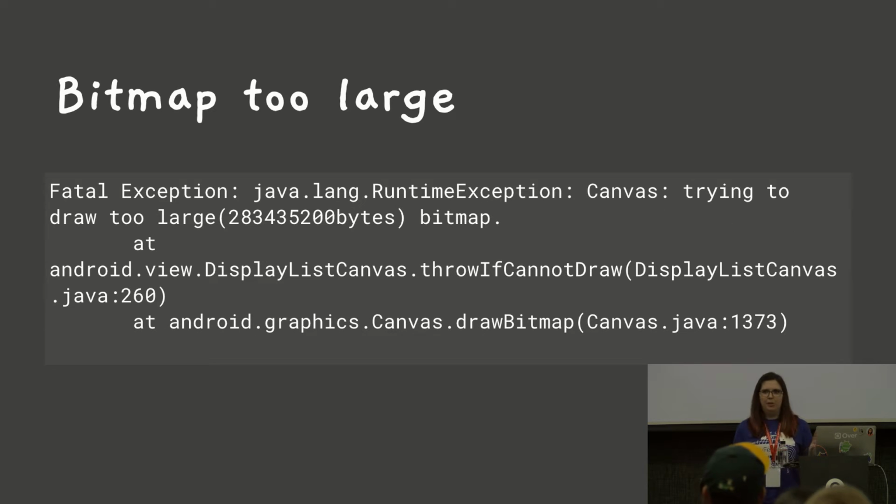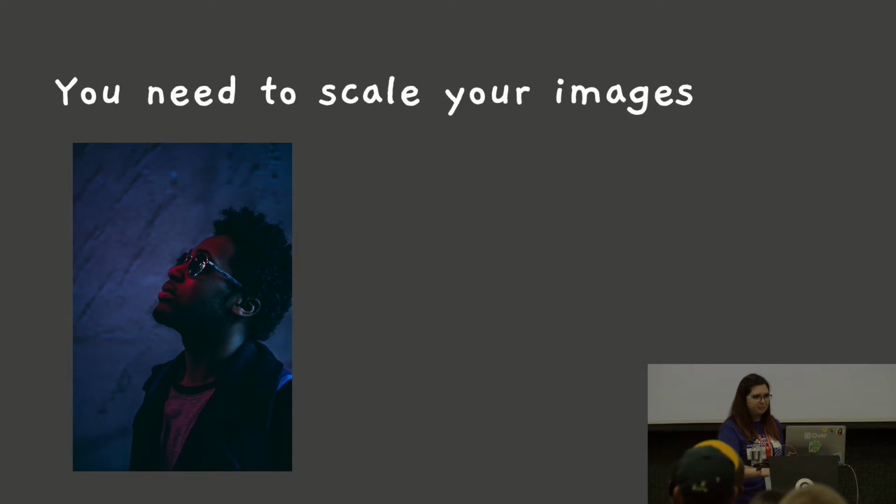Anyone run into this exception? Bitmap too large? A few people. Okay, cool. This one is basically you're taking a bitmap that's huge that you've managed to load up in your memory, which is amazing in itself, and then you've tried to draw it on a canvas, and there's a limit on your canvas, right? So your canvas is like, nope, we cannot draw this, just a crash. So that one is a bit more of a unique one, I guess.